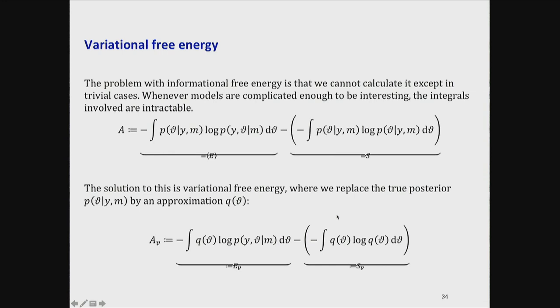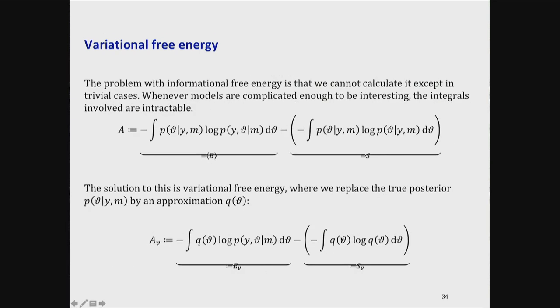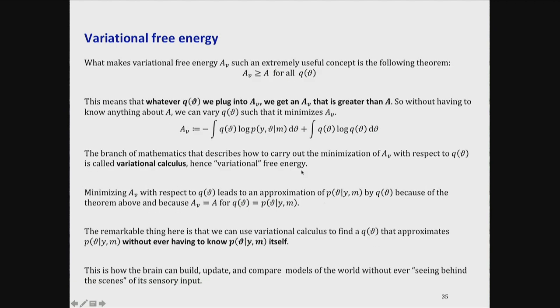And the reason we call it the variational free energy is that now we are going to wiggle around with our Q of theta, and we're going to look how AV changes. Because it turns out, and this is really a piece of mathematical magic, this is something that should have you gaping open mouth. Whatever Q of theta we put in here, whatever crazy probability distribution we put in here, AV, the variational free energy, will always be greater than or equal to A.